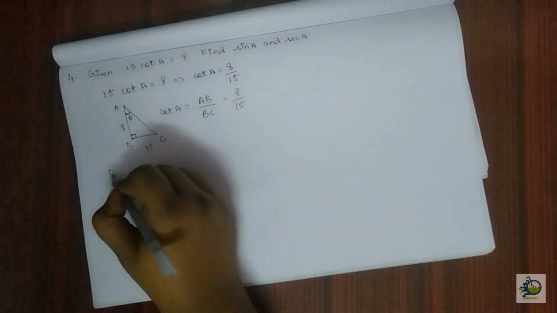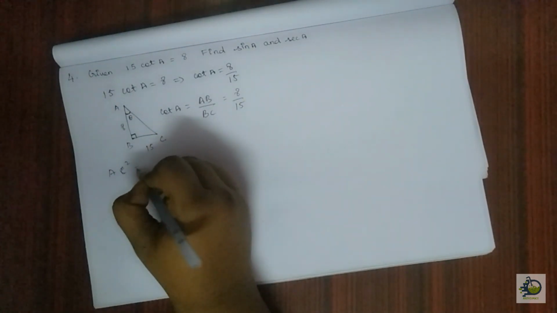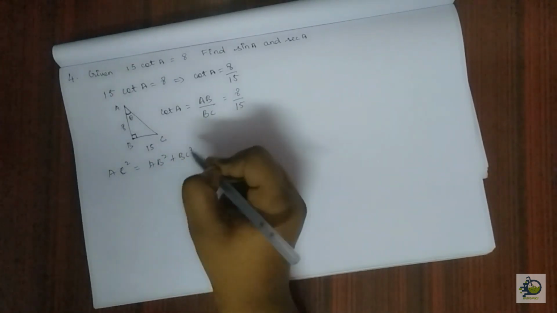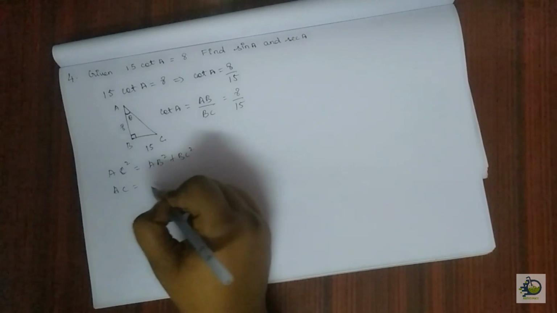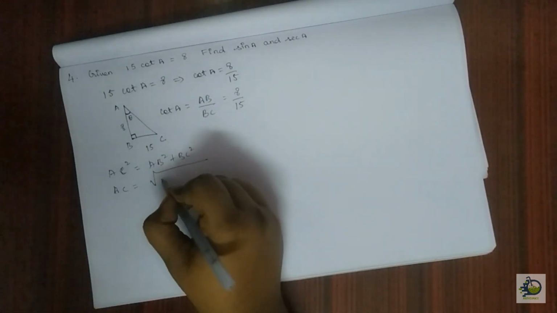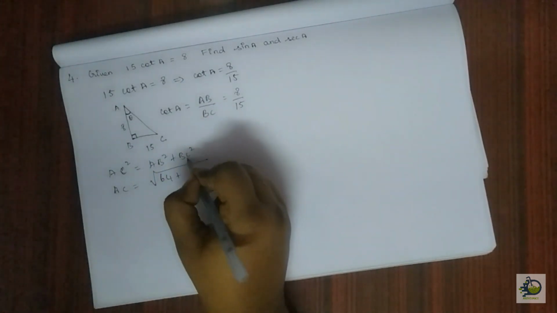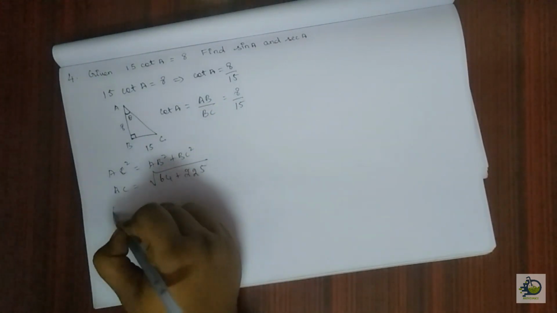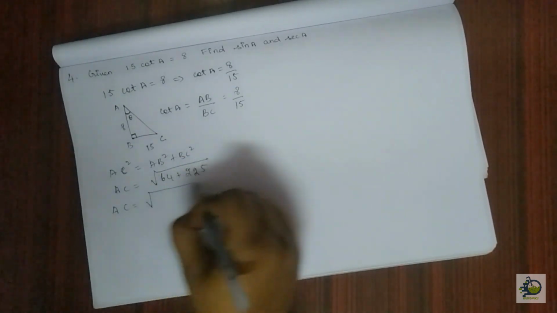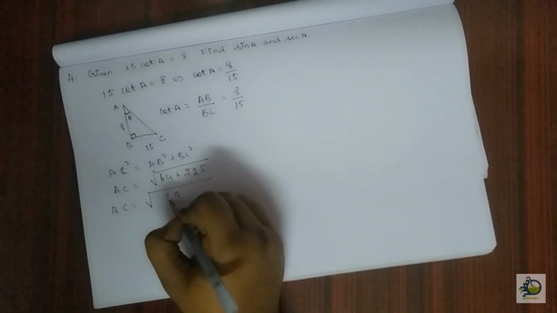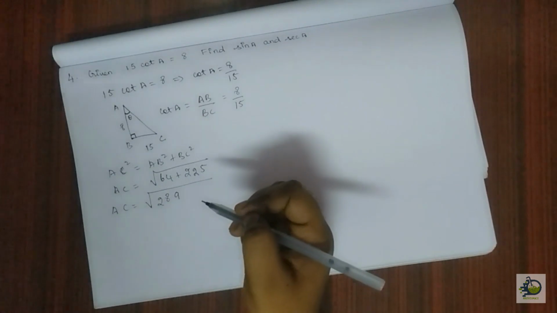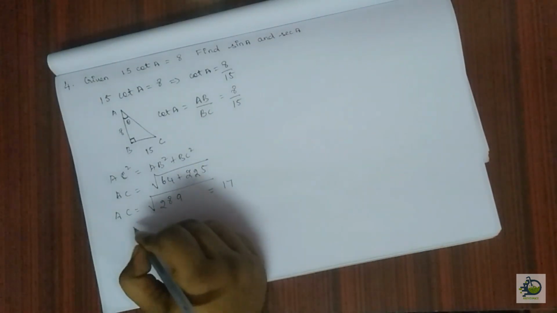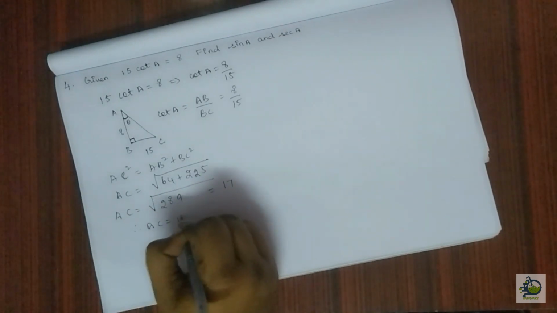Now we can find AC easily by Pythagoras theorem. So AC square is equal to AB square plus BC square. AC is equal to root of AB square, 8 square is 64, and BC square, 15 square is 225. So AC is equal to root of 289. Now, root of 289 is 17. So, therefore, AC is equal to 17.